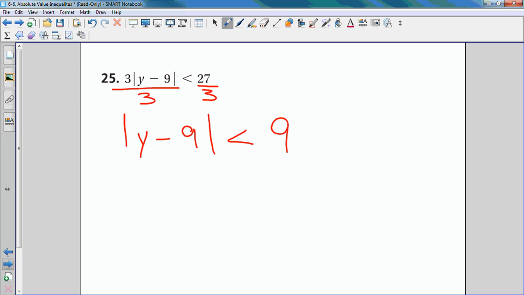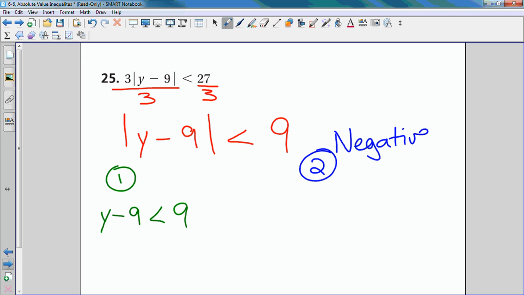Here's the only thing that you're probably going to forget. Okay, this is what you're probably going to forget. Now let me ask you a question. Case 1, okay, y minus 9 is going to be less than 9, right? Now case 2, what do we have to do to the 9? We have to make it what? Negative.